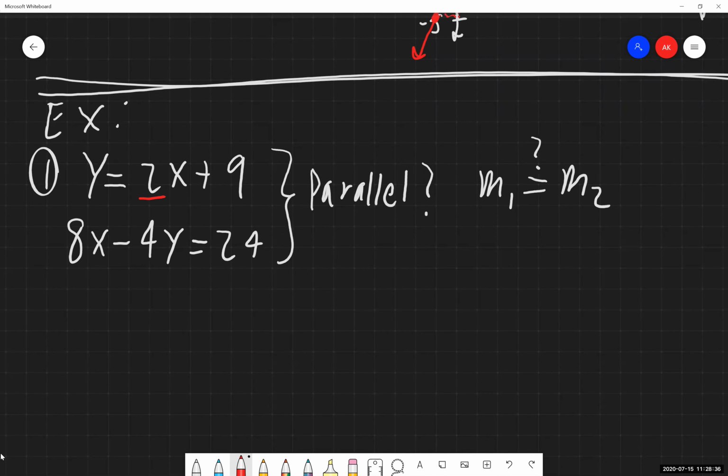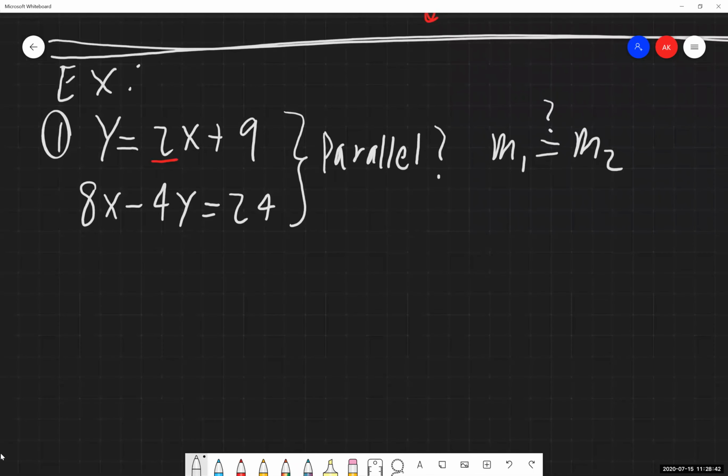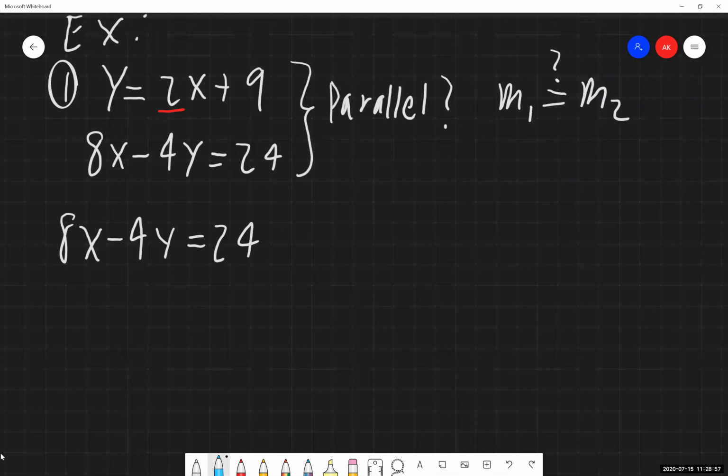Our second equation, though, has not been given to us in our y equals mx plus b, our slope-intercept form. So we need to rewrite it into that form to find out what that's going to be. So I'm going to solve my second equation for y. So I want to get y equals mx plus b, that form for my final answer. So I'm getting rid of that 8x, both sides.